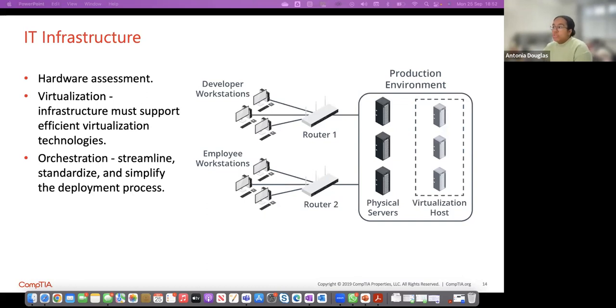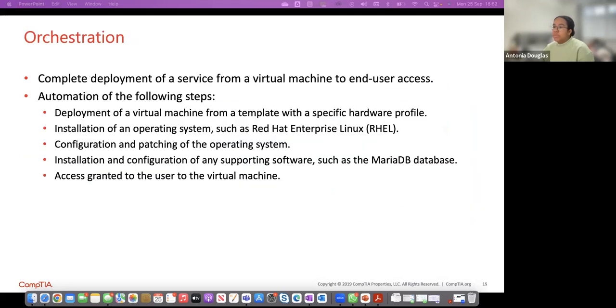So we've covered IT infrastructure. Let's move on to orchestration. This was the last point that we just covered, simplifying the deployment process. So, the complete deployment of a service from virtual machine to end user access. When we discuss moving from on-prem to the cloud, it's not just that we're moving assets. This is a complete culture shift for a lot of organizations, because you're ultimately changing how the users will access their assets, how the users will access their data.